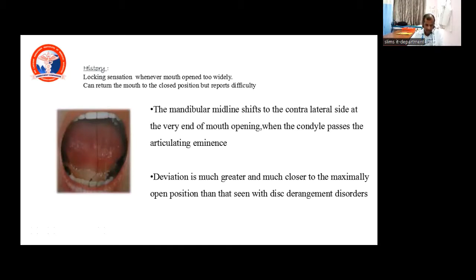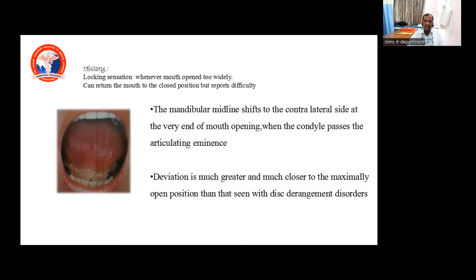When the condyle passes the articular eminence, the deviation is much greater and closer to the maximally open position than that seen with disc derangement disorders.